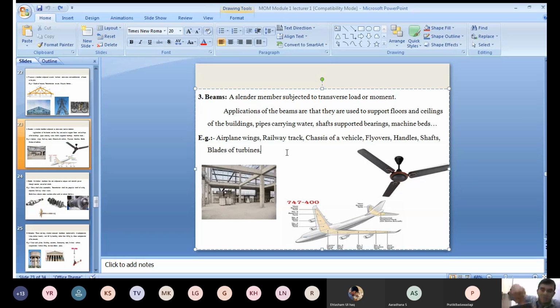It is subject to a transverse load, meaning the load acting perpendicular to the axis. That is called a transverse load, or it is subject to a moment. Okay, that member is called a beam.